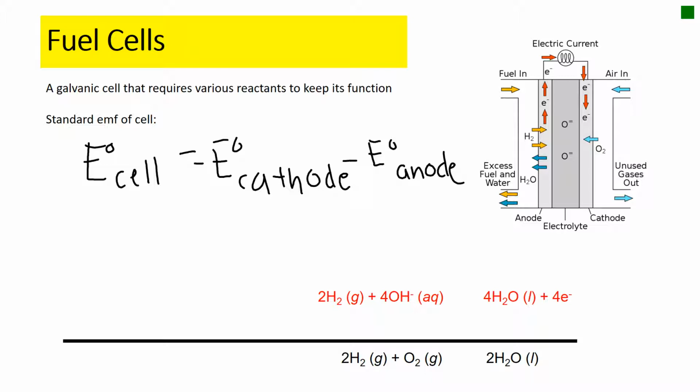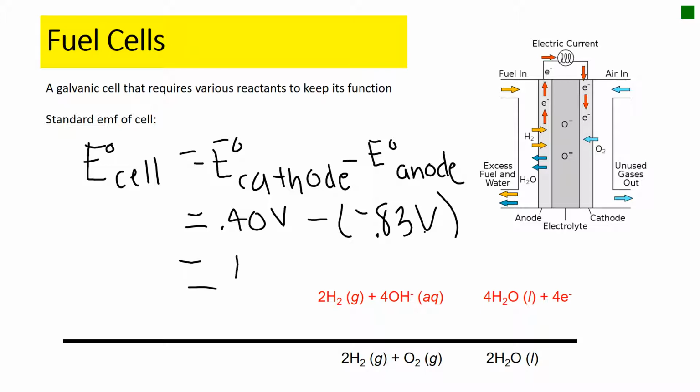So let's say that the cathode is 0.40 V and the anode is negative 0.83 V. That's going to give us a result of 1.23 volts. So the cell reaction is going to be spontaneous.